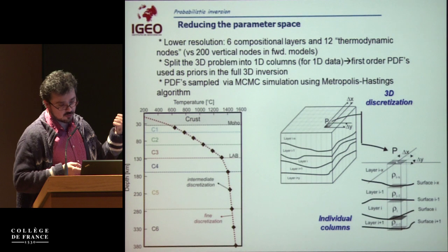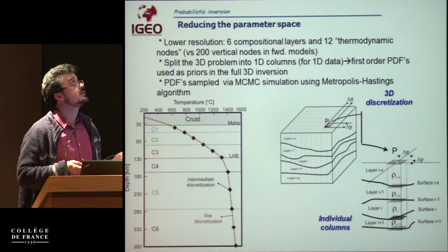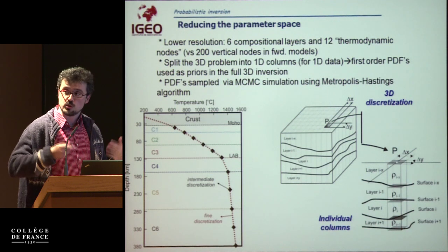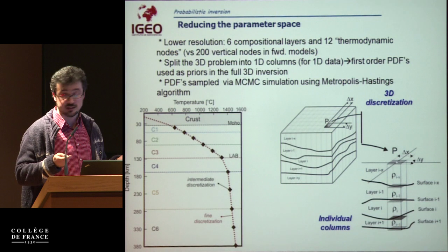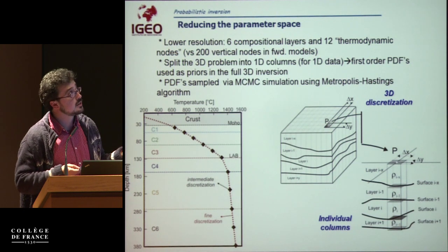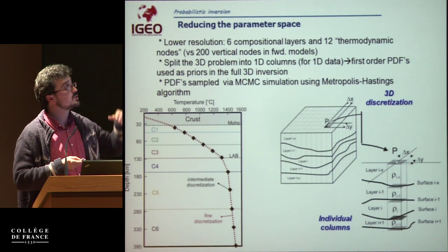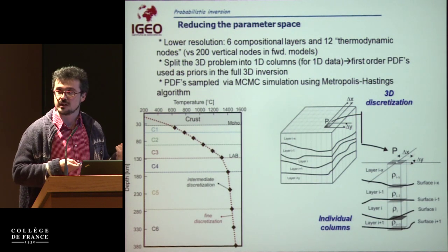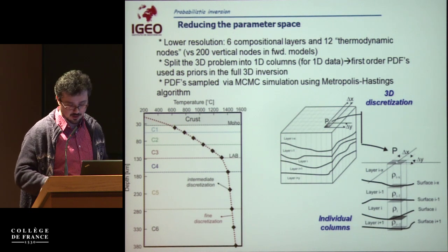All these PDFs that I am mentioning here are complex. They don't have any analytical expression. So when you want to sample them to put them into the inversion, you have to use a statistical approach. What we're doing here is a Markov chain Monte Carlo simulation for a random walk in the parameter space, by basically using a Metropolis-Hastings algorithm to go from one sample to another.